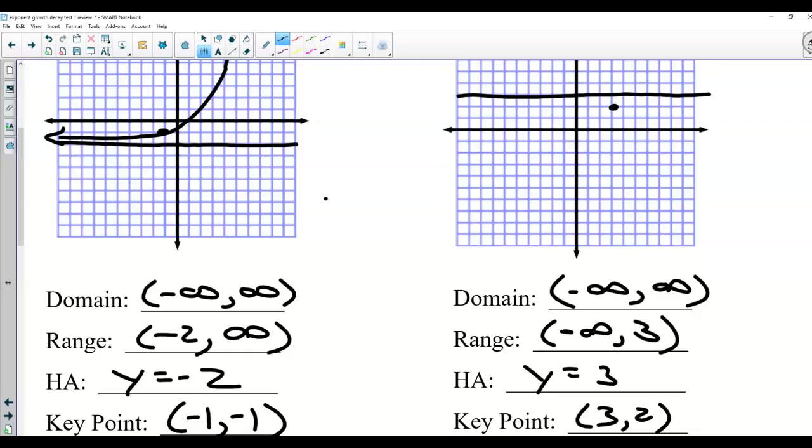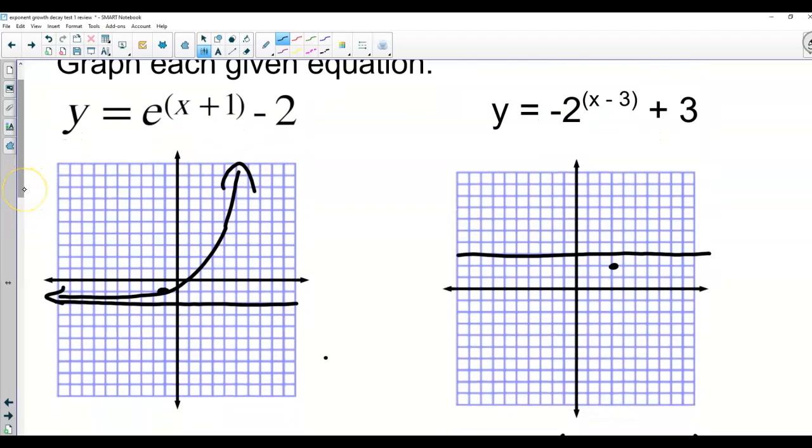For a 2, you can put numbers in. So you can put a chart off to the side here, and I can start with my 3, and I'm going to go 4, 5. I'm going to go 2, 1. When I put a 3 in, I got 2. When I put a 2 in, 2 minus 3 is negative 1. 2 to the negative 1 is 1 half. Negative 1 half plus 3 is 2 1/2.